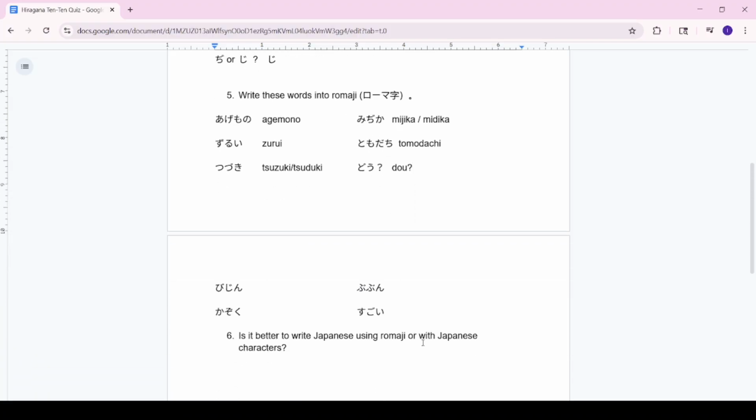Alright, and then just a few more here. This is he with tenten becomes B, and then she with tenten becomes G, so Bijin. That means a beautiful person. Kazoku is this one. We have a so with tenten, S to Z, kazoku. That means family.